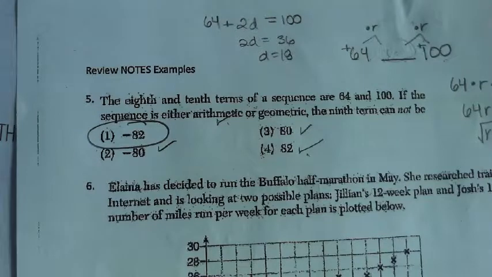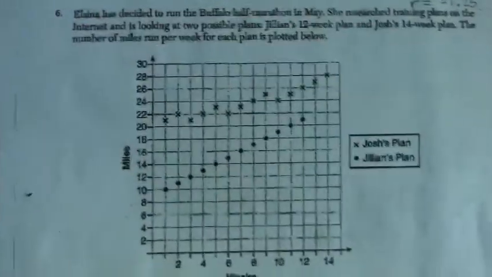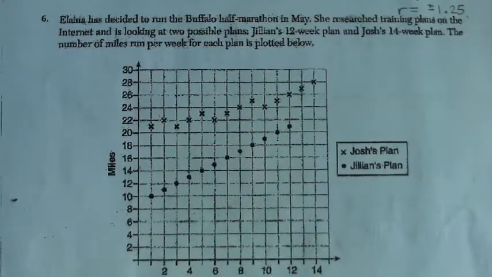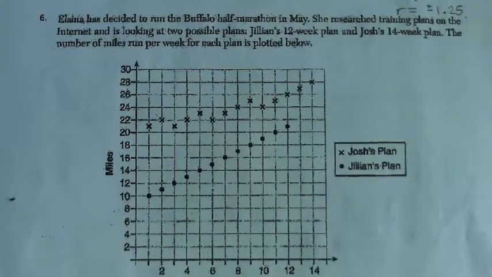Tricky, yeah? And then this number 6 was a question on Regents. It was like a 4 or a 6-point question. So this Elena, our good friend Elena, is deciding to run the Buffalo. Buffalo got a shout out on the Regents. Half marathon in May. You know how many miles that is?